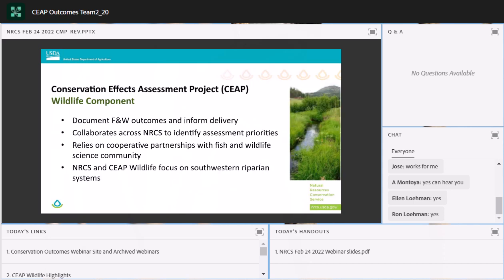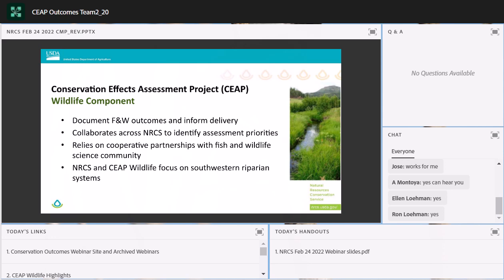So the CEAP wildlife component. CEAP has lots of different components, but today we're just focused on the wildlife component. Our objective is to document fish and wildlife outcomes from NRCS conservation work and to use those outcomes to inform more effective conservation delivery.